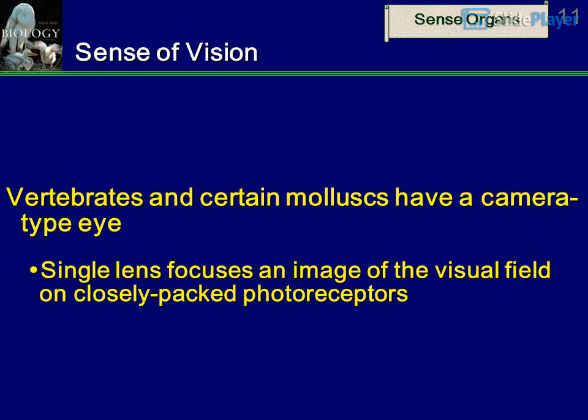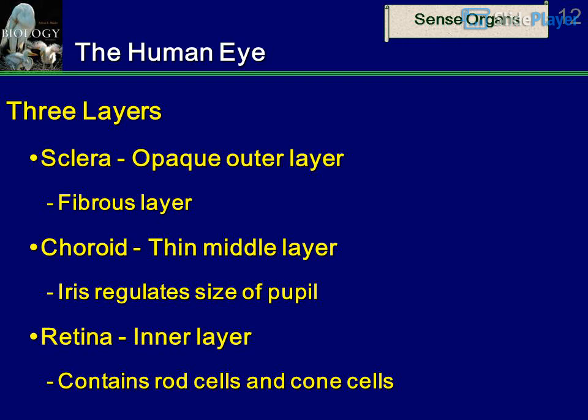Vertebrates and certain mollusks have a camera-type eye. A single lens focuses an image of the visual field on closely packed photoreceptors. The human eye has three layers: the sclera, an opaque outer fibrous layer; the choroid, a thin middle layer; and the iris, which regulates the size of the pupil. The retina, the inner layer, contains rod cells and cone cells.